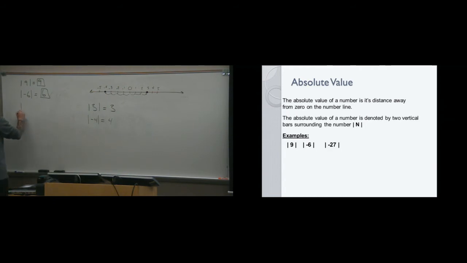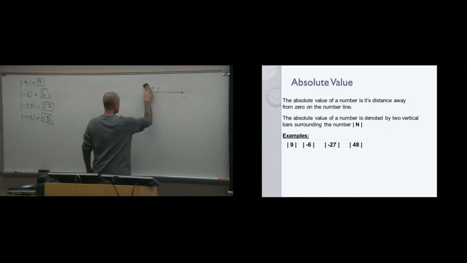So if I have the absolute value of -27, what am I going to get? 27. Because it's 27 units away from 0. Don't care what direction it's going. If I have the absolute value of 48, what am I going to get? 48. Okay. All right.